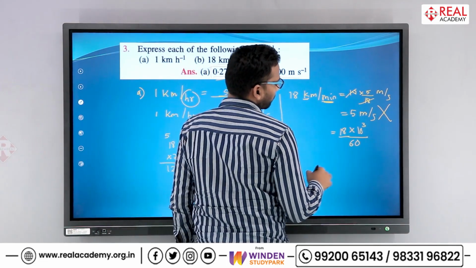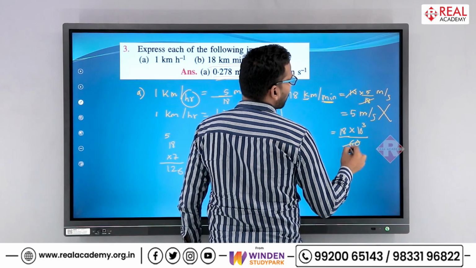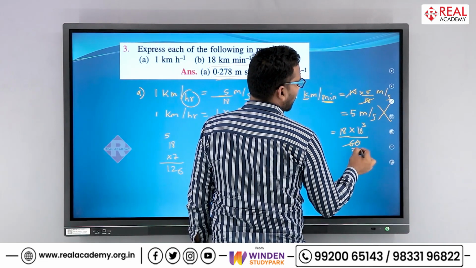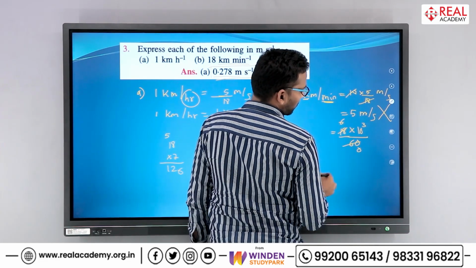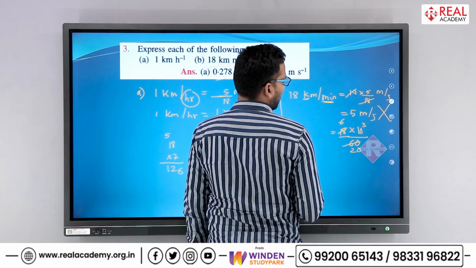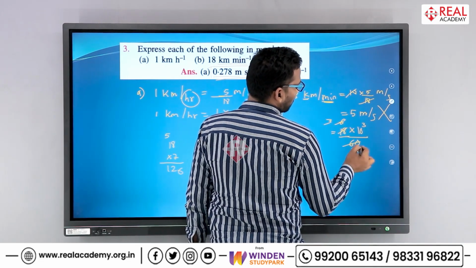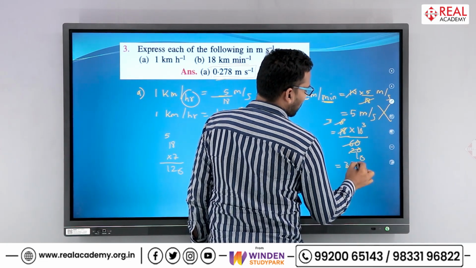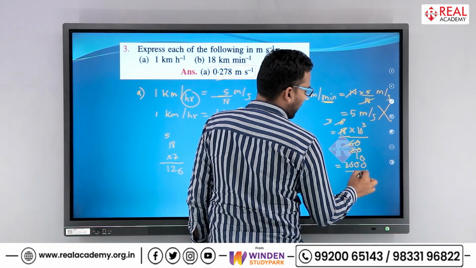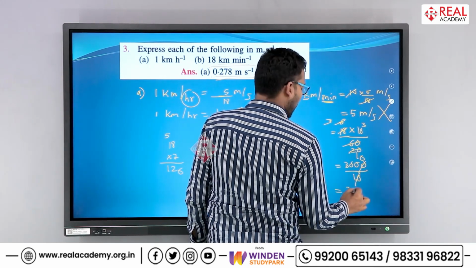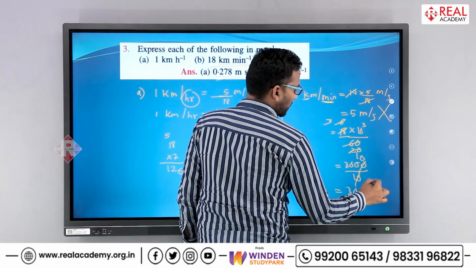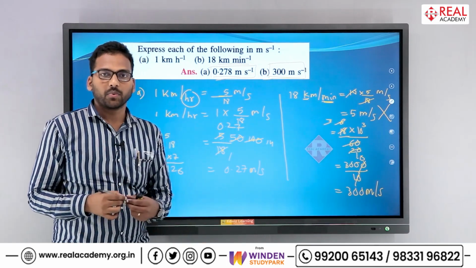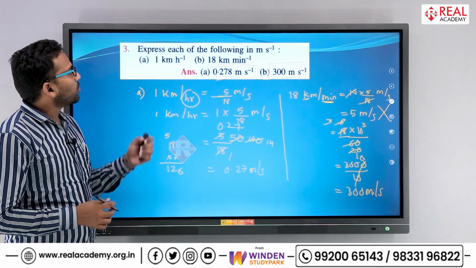So how to do this? Divide it by 2 or 3. So 3 2s are, and 3 6s are, right? Again 2 3s are, 2 10s are, right? So it is coming to around 3000 by 10, which is nothing but 300 meter per second. The answer we required is 300 meter per second. Simple from this concept of how to convert.